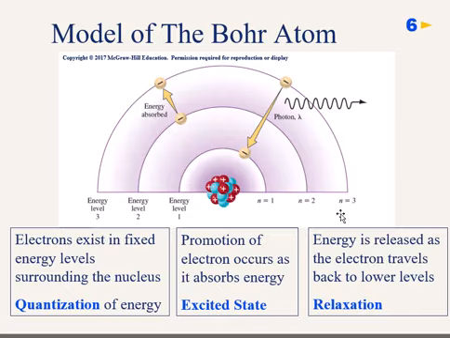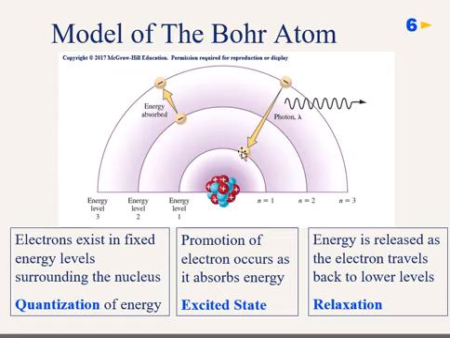It's reminiscent of the solar system model, where you have the sun in the center and different planets around the sun. But that's where the analogy stops, because the planets don't jump from one orbit to the other. Regardless, there are very many similarities between the solar system planetary model and the Bohr model of the atom. Now, what happens is electrons exist in fixed energy levels surrounding the nucleus.